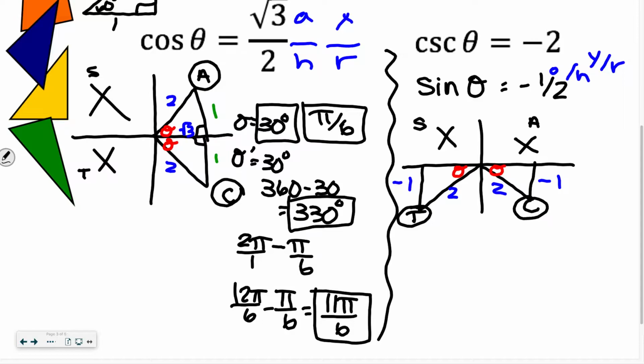Okay, what does that mean this missing side is? Negative radical 3, and then a positive radical 3. Okay.